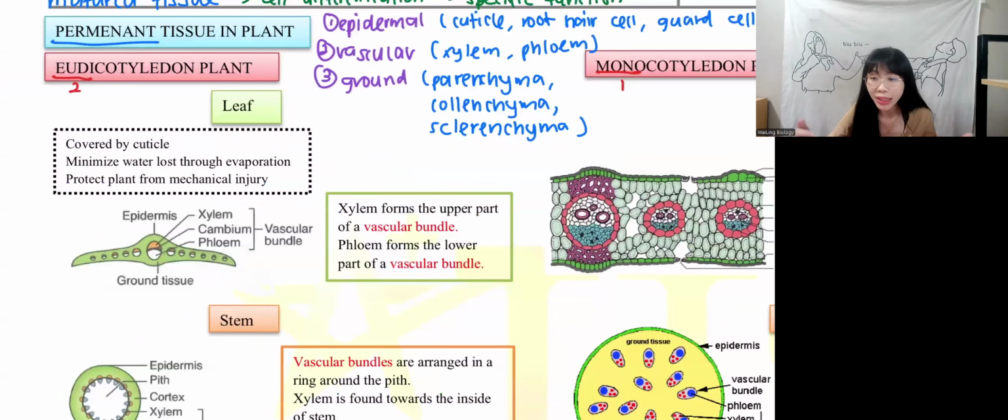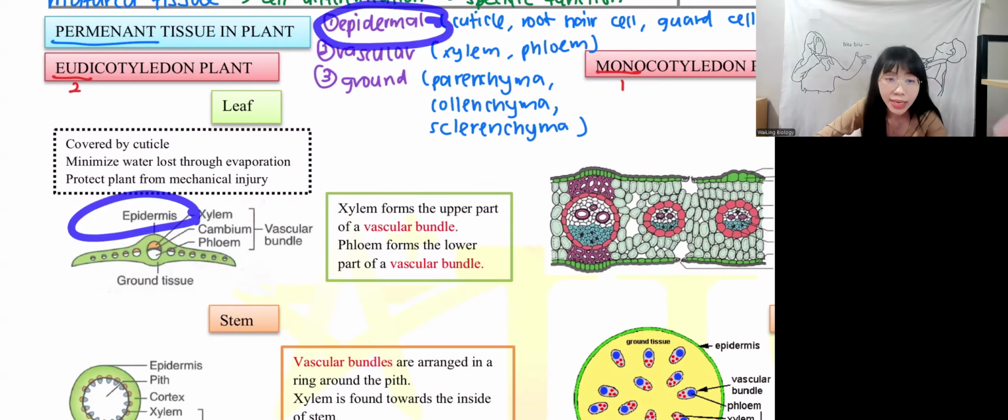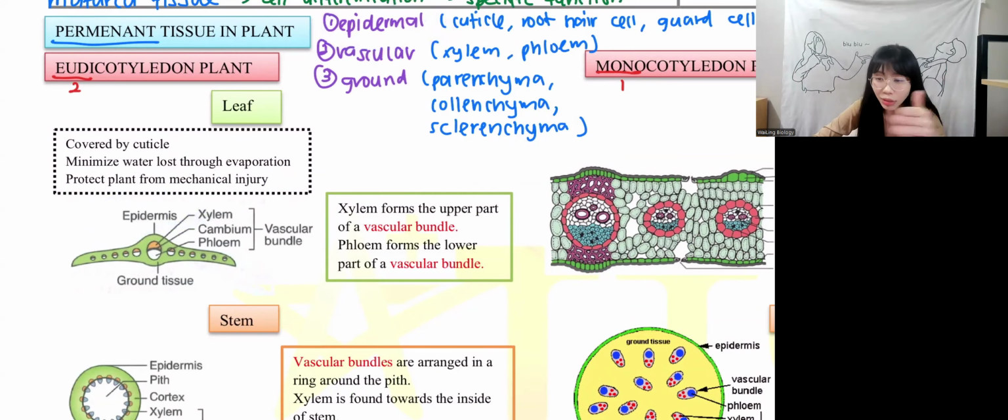We're going to start with the outermost layer. The outermost layer is called epidermis. People also ask me, teacher, what is the difference between epidermis and epidermal tissue? Epidermal tissue is the type of tissue. Epidermis is a structural label. So when you label this, we label epidermis. But if you are asked to write what the tissue is, then you write epidermal tissue. But I want to say they are the same thing. So it's just the outermost layer.